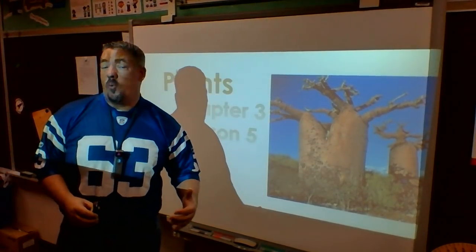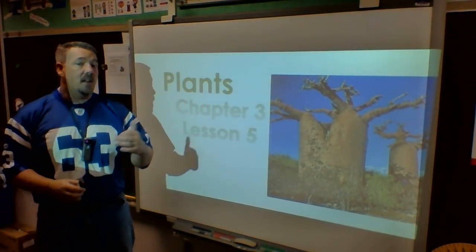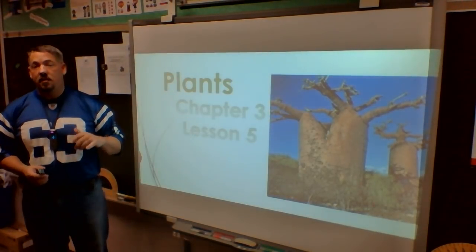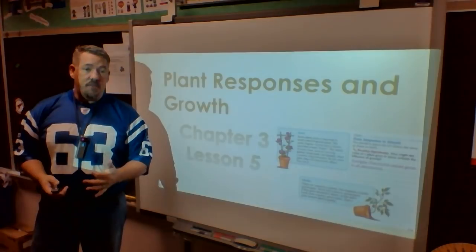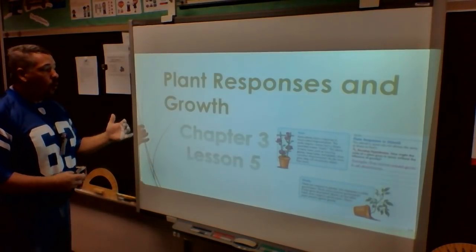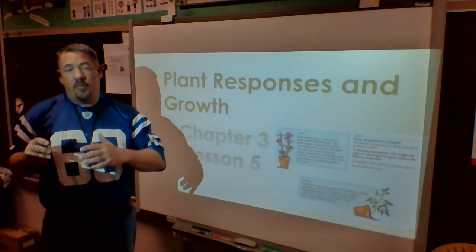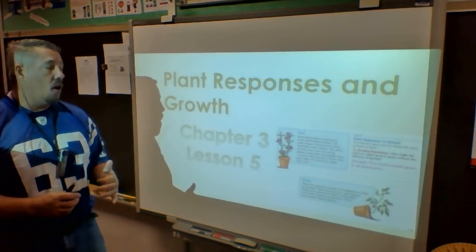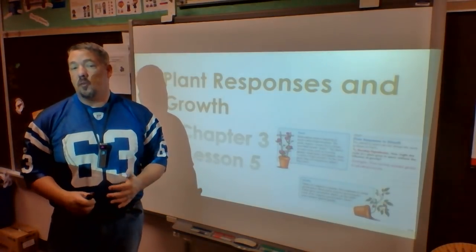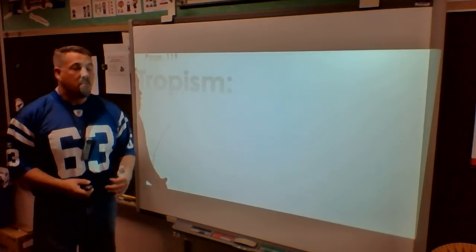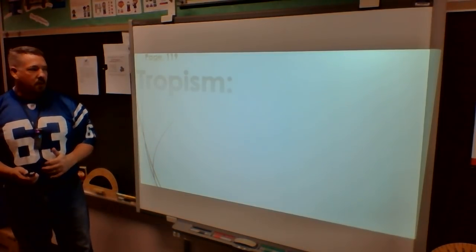So we have two more sections that we're going to do on plants before we get into animals. The first section is going to be Chapter 3, Lesson 5. Chapter 3, Lesson 5 is going to be talking about how plants respond or grow. So we have different time periods that they're going to grow in, but the biggest thing that I want you to understand is tropism. Tropism is a reaction to a stimuli and how they're going to behave.